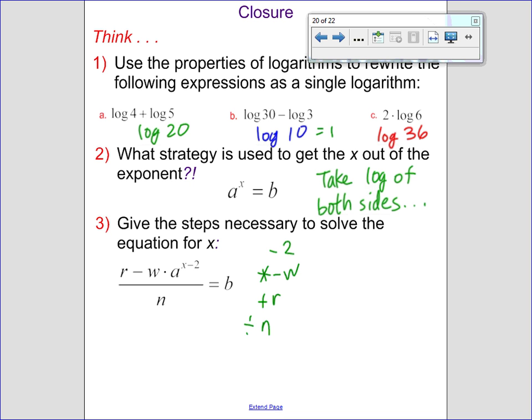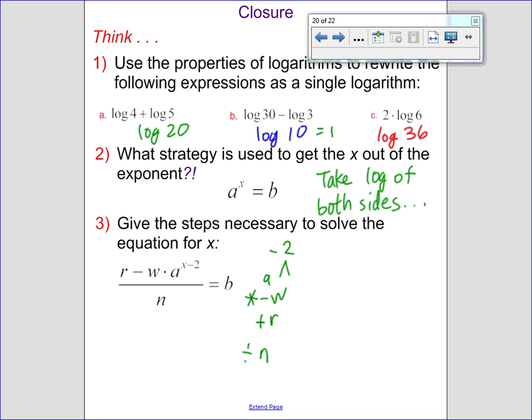Then we need to do a to the... Yeah, we need to raise a to that. And so subtract 2 and then a to the, let's put it like this. So we subtract 2, then we do a to the, then we multiply by negative w, then we increase by r, and then we divide by n.